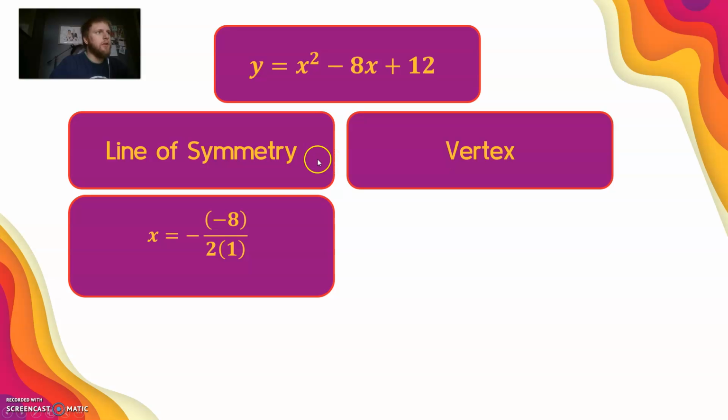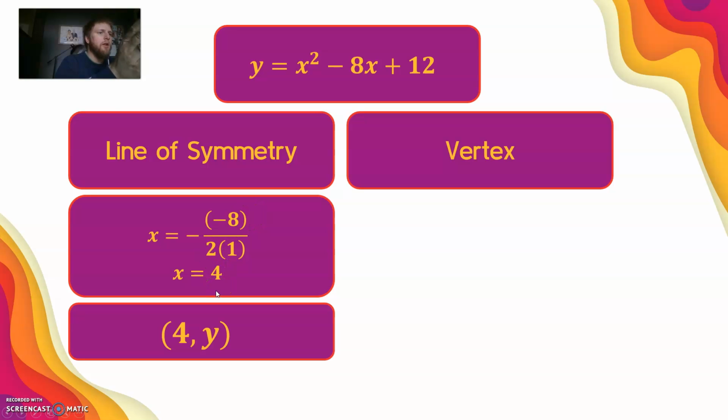So that looks like this using the formula negative b over 2a. So that's negative negative 8 over 2 times a. So that'll be negative times a negative gives us positive 8 all over 2 gives us x equals 4. So that's our line of symmetry. So far we know the x value is 4. That's our line of symmetry.